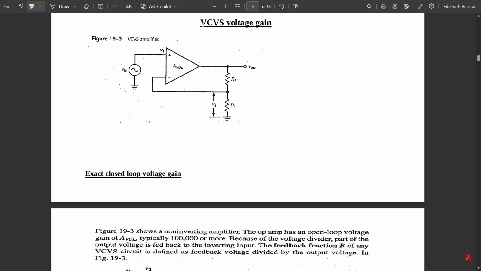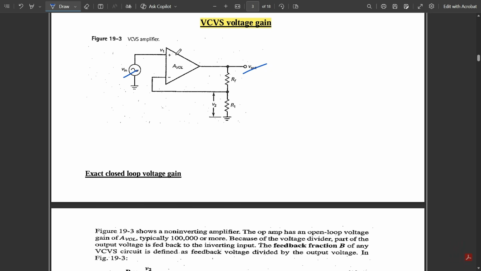So let's get started now, initially with the VCVS amplifier, that is the voltage gain of the VCVS amplifier. For that, we need to know the VCVS amplifier circuit. So this is the VCVS amplifier circuit here. Initial setup: it is a voltage controlled voltage source, that is, at the input side voltage is provided and at the output side voltage is received.